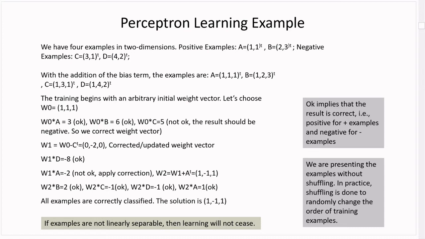You can note here that if the examples are linearly separable, this process will keep on going, and at some point it will terminate, as it terminated in this particular case. On the other hand, if the examples are not linearly separable, then learning will not cease, because there will always be some mistakes and there will always be some corrections, and this process will keep on going.